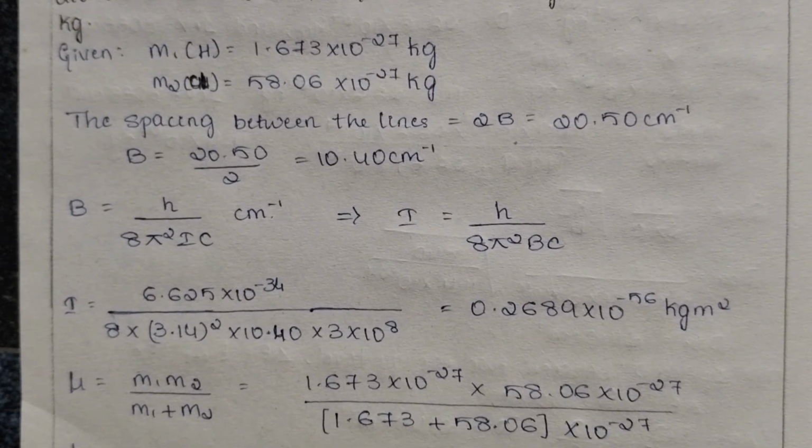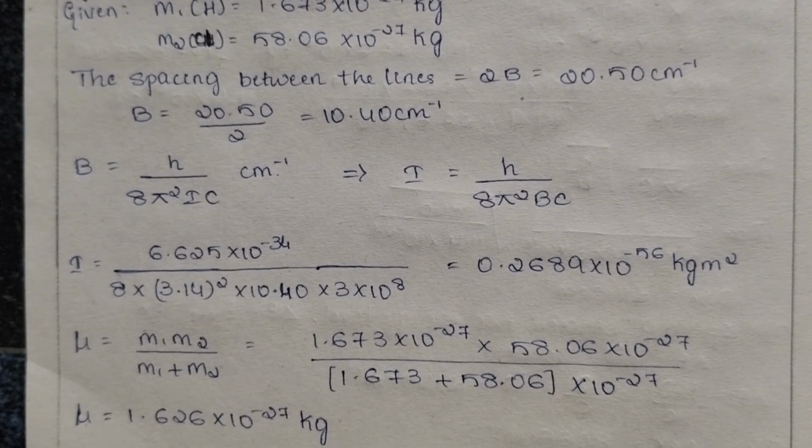For that, we know the equation, which is m1 m2 whole divided by m1 plus m2, and since they have already given the masses of H and Cl, we'll just simplify them here. That is 1.673 into 10 to the power of minus 27 into 58.06 into 10 to the power of minus 27 whole divided by 1.673 plus 58.06 into 10 to the power of minus 27. And when we simplify this equation, we'll get the value of reduced mass, that is 1.626 into 10 to the power of minus 27 kg.